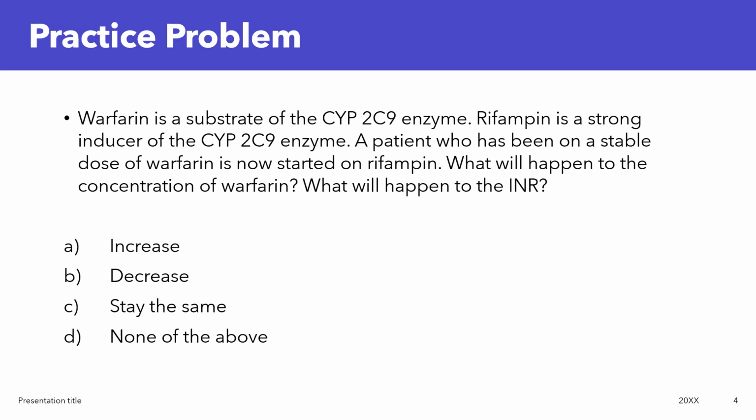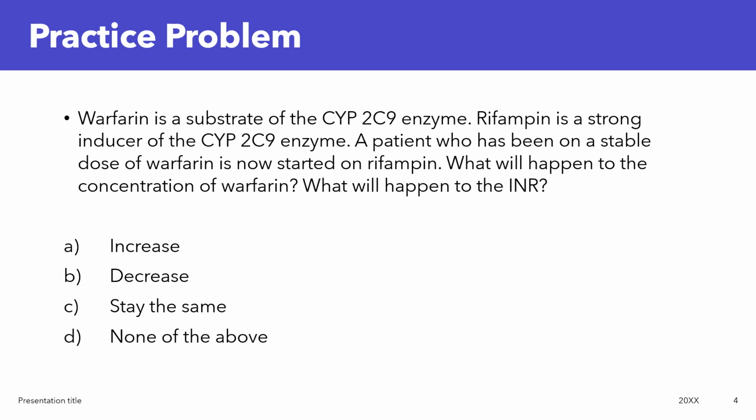Let's look at a practice problem to make sure we're understanding everything. So, warfarin is a substrate of the cytochrome P2C9 enzyme. Rifampin is a strong inducer of 2C9. A patient has been on a stable dose of warfarin and is now being started on rifampin. What will happen to the concentration of warfarin? What will happen to the INR?